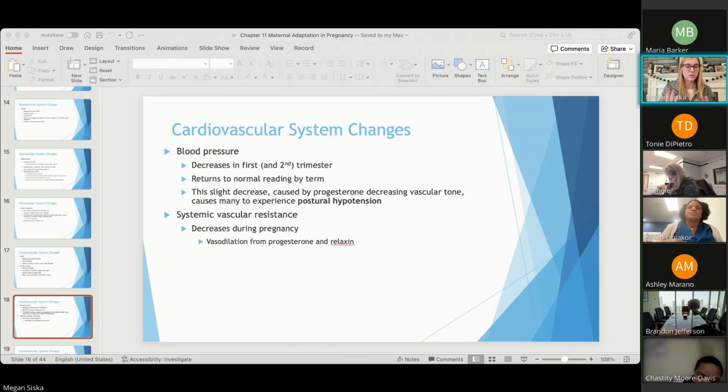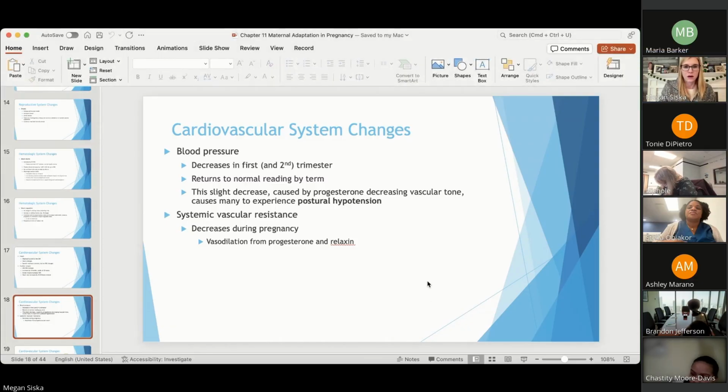So that's why when you're pregnant and maybe you're changing positions, you feel lightheaded or dizzy. So you just have to be a little bit more careful. Or if you're standing with your knees locked for a long time, you're more likely to feel lightheaded and dizzy. So I always counsel my pregnant patients to change positions slowly and stay hydrated. Let's see, systemic vascular resistance decreases during pregnancy, the same thing. You have that vasodilation from progesterone and another hormone called relaxin.